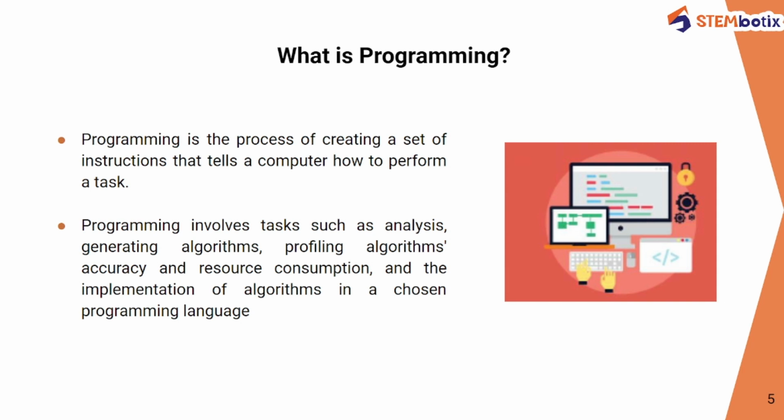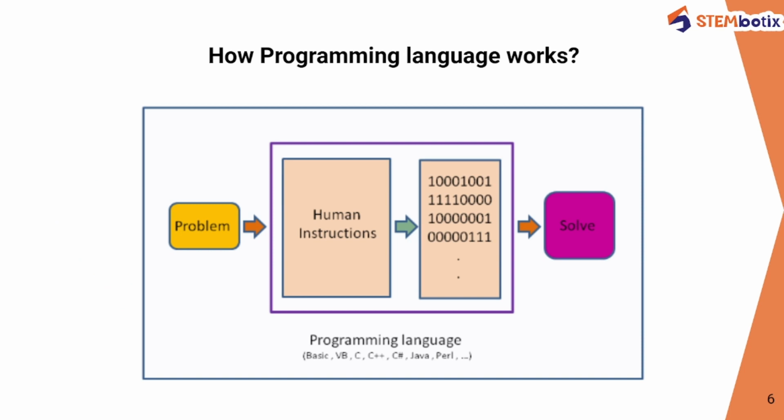Then there are algorithms, data structures, and development environments. Each programming language has different development or integrated development environments. Also, they have different libraries and frameworks. So this is how a programming language works.